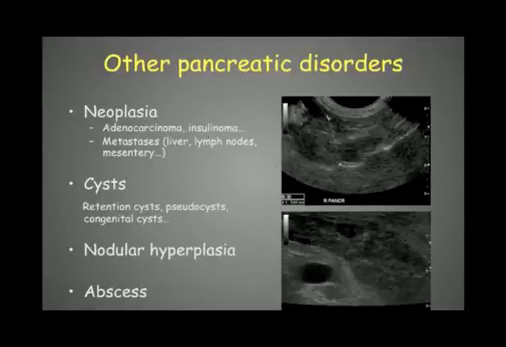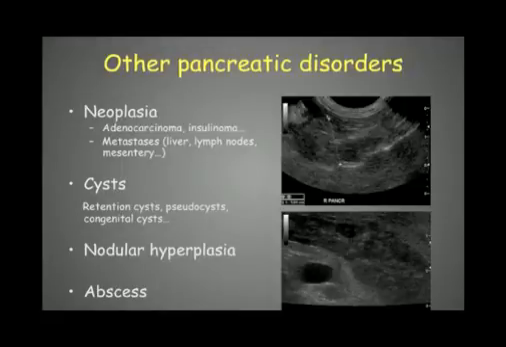If we see a neoplasia in the pancreas, we have to look for metastasis, because those neoplasia, especially the adenocarcinomas, are very malignant and very aggressive, so they can metastasize quickly to the liver, the lymph nodes, or even the mesentery by creating some carcinomatosis in the mesentery.